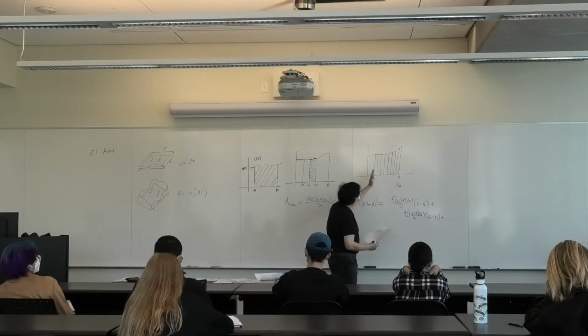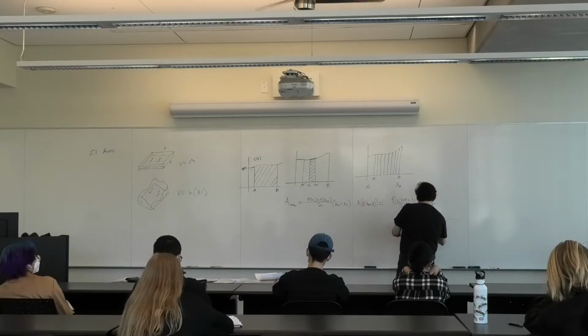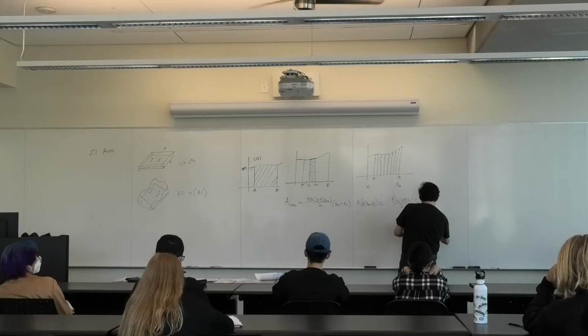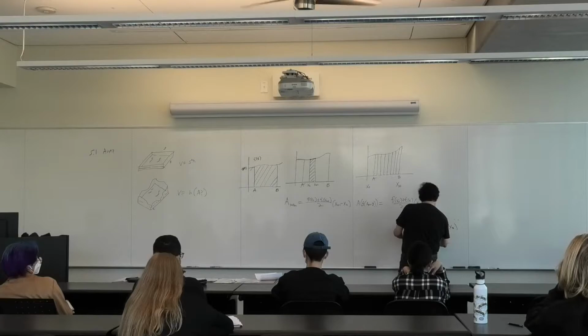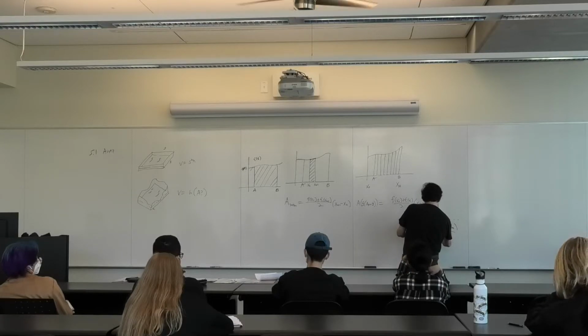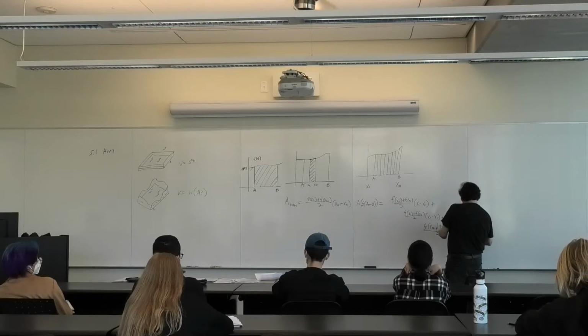Keep going, we add all these up. So we get to the last item. That would be F of x capital M minus 1 plus F of x capital M over 2 times x sub M minus x of M minus 1.